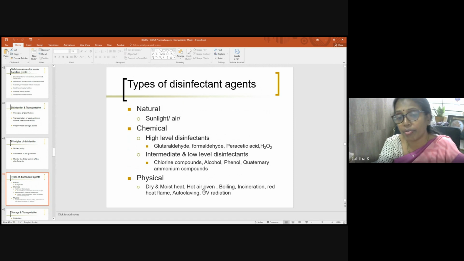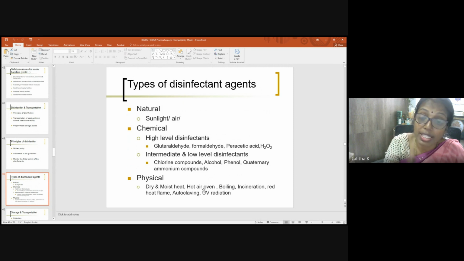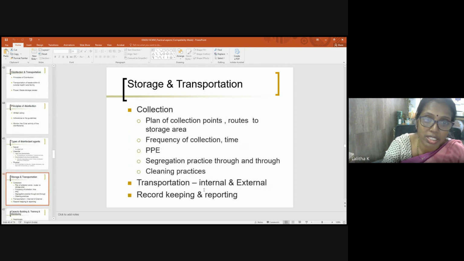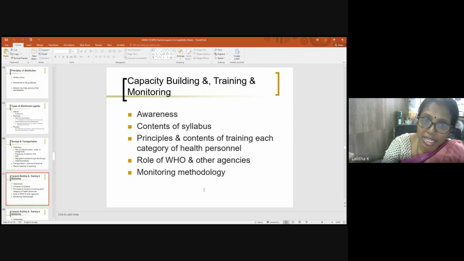We should decide which one to use, and especially for the waste which is going into yellow colored bins, we must not use chlorinated components. For others, we can use other things. Physical, we have hot air oven, dry and moist heat, incineration, autoclave, UV radiations. As appropriate and as indicated, we will use those disinfection agents. Storage and transportation, I will skip.